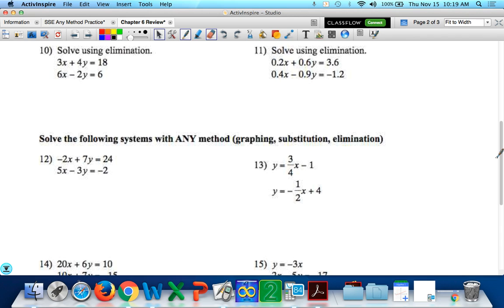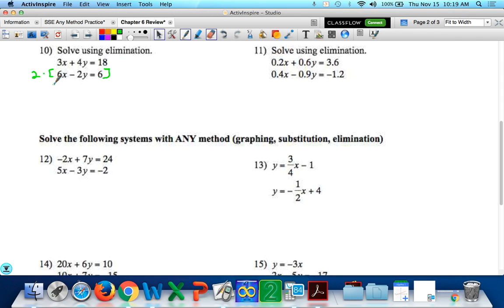Solve using elimination. Number 10, I naturally just see the 2 and the 4 and know I can turn a 2 into a 4. This is already negative. This is already positive. Those are going to cancel. A lot of you like to use just the x's, okay? And that's fine, but it's just a little bit more work here. I'm going to cancel out the y's because I know I can multiply this bottom equation by 2. And it'll get it done for me.